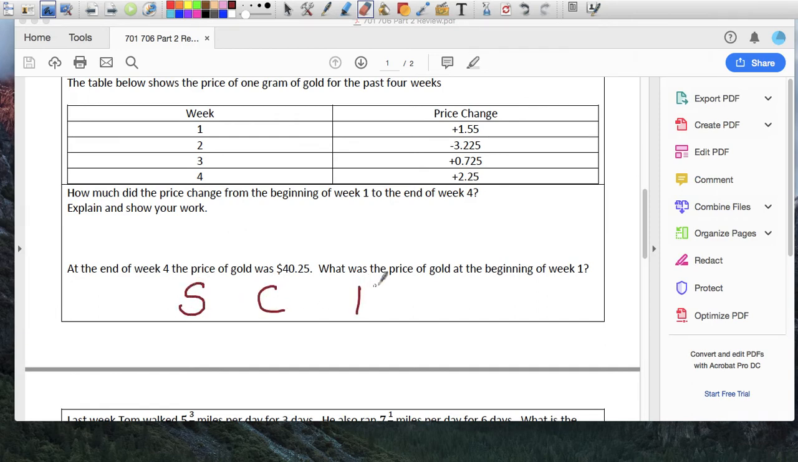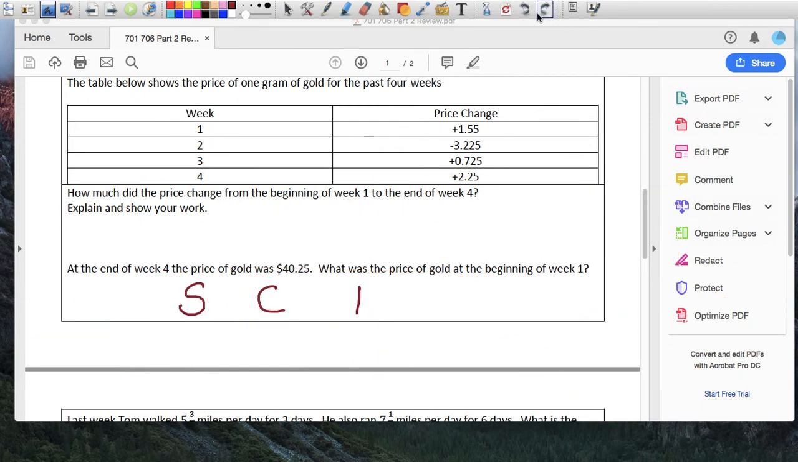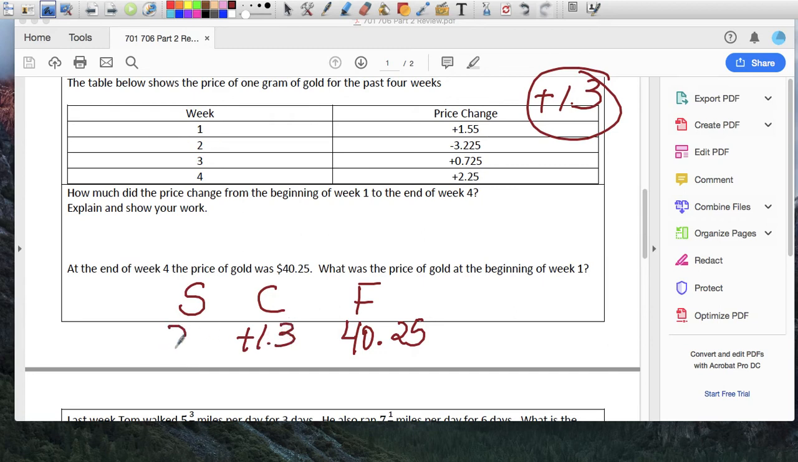Start, change, final. At the end of week 4, the price of gold was 40. Uh-oh, I forgot the number. 1.3. So let me write this here before I forget. 1.3. So at the end of week 4, the price of gold was 40.25. So that means the final price of gold was 40.25. I know that there has been a positive change, right? So the change was 1.3. What was the starting price?